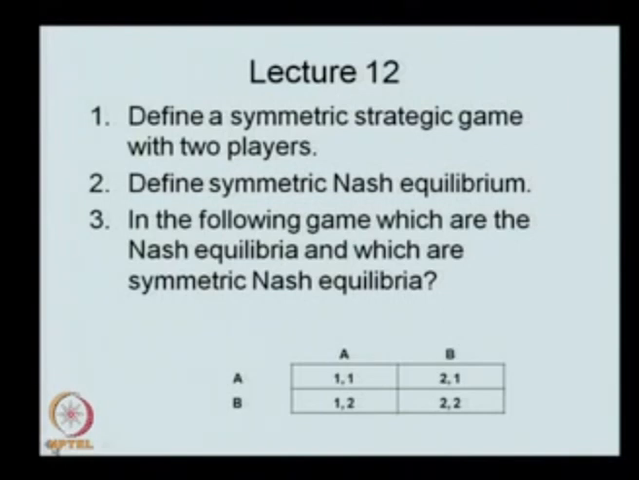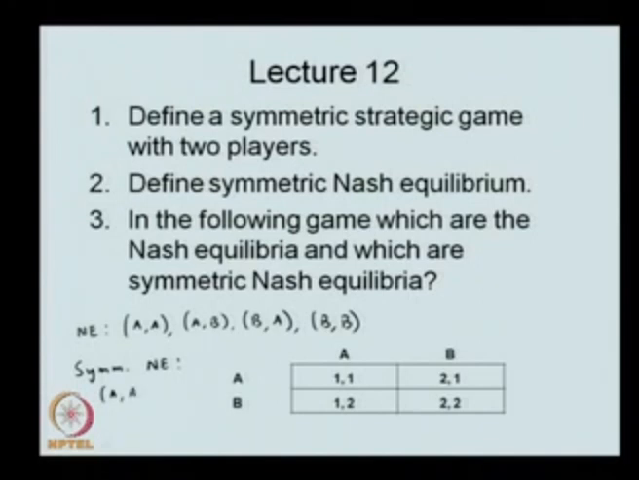Third question, in the following game, which are the Nash equilibria and which are the symmetric Nash equilibria? Now, we can see from this game itself what the Nash equilibria in this game are. In fact, all action profiles here are Nash equilibrium action profiles. For example, AA, AB, BA, BB, all four are Nash equilibria, because from each of the profiles, if any player deviates and takes some other action, that player cannot be better off. But what about the symmetric Nash equilibria? Well, by applying this criterion that we have just said, there are only two symmetric Nash equilibria, this and this. Thank you.